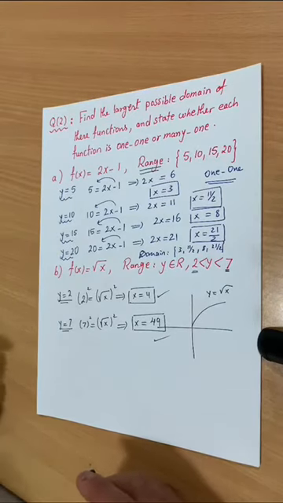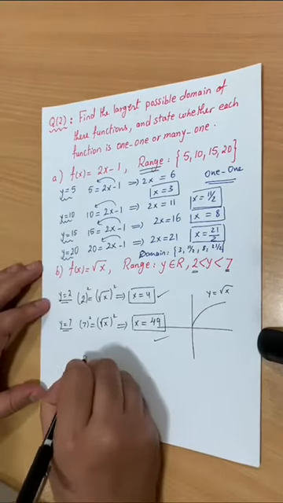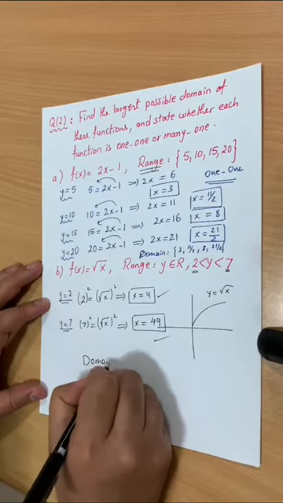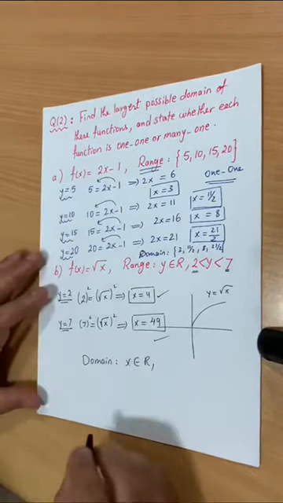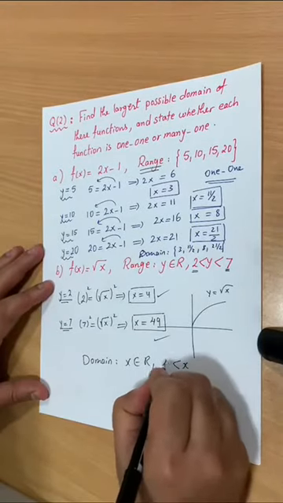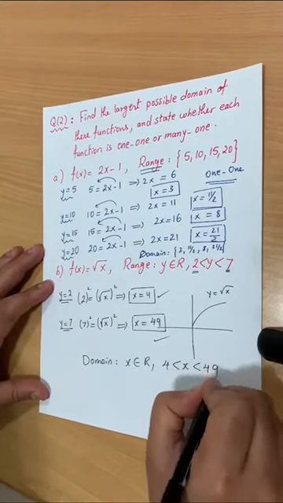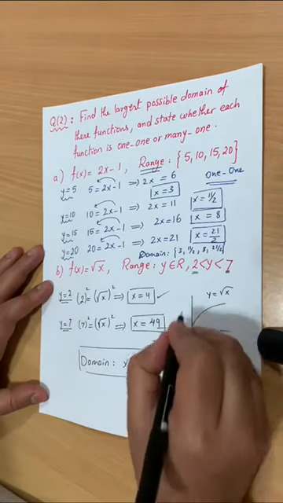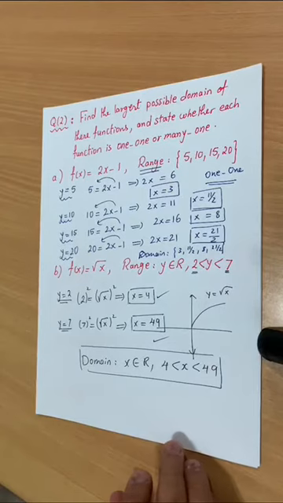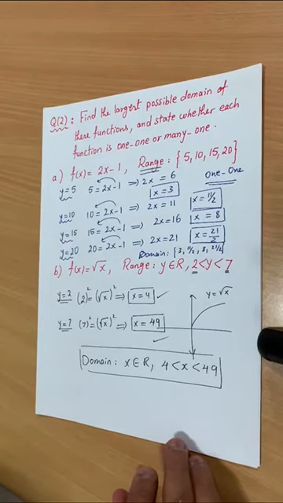So we call that the domain. Domain: x belongs to R, which means real numbers, so x enclosed between 4 and 49. This is the domain. What is the type of this function? Is it one-to-one or many-to-one? For the root, we have to say that it is many-to-one.